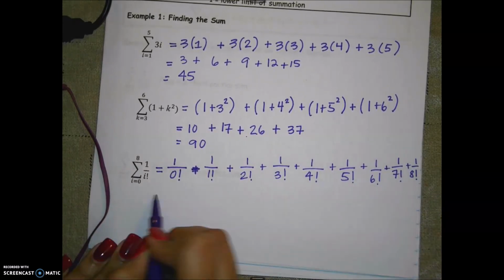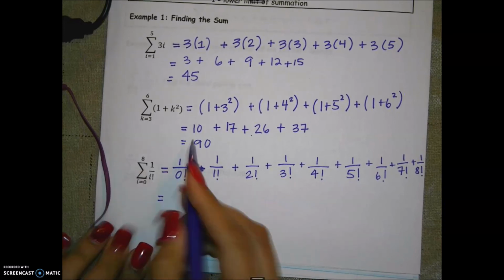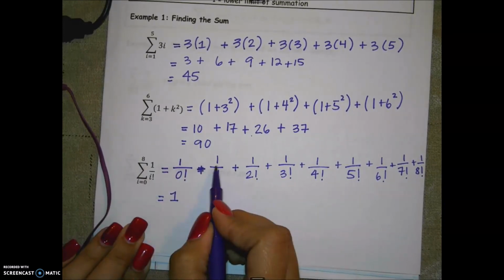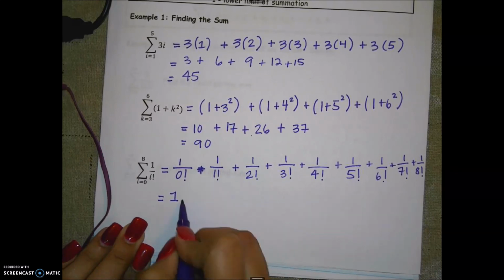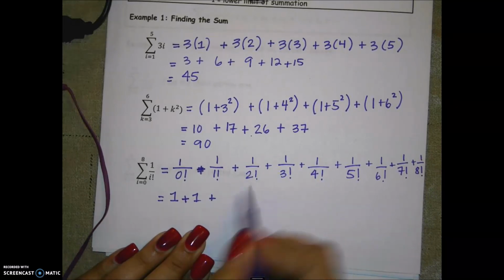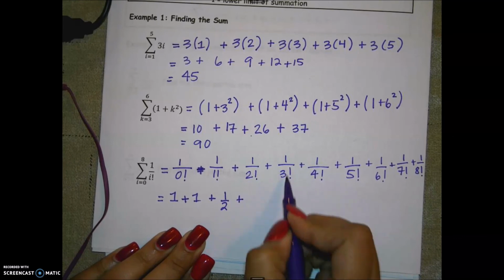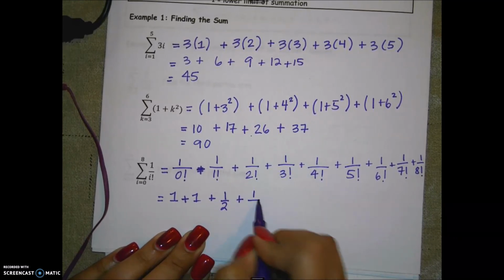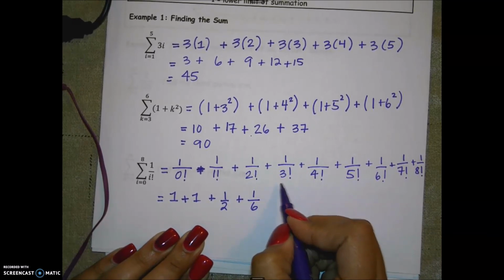All right, so I know that 0 factorial is 1. 1 divided by 1 is 1. Same thing goes for 1 factorial. 1 factorial is 1. 1 divided by 1 is 1. So 1 plus 1 plus 1 over 2 factorial is 1/2, plus 1 over 3 factorial is 1 over 6, because 3 factorial is 3 times 2 times 1, and 3 times 2 times 1 is 6.